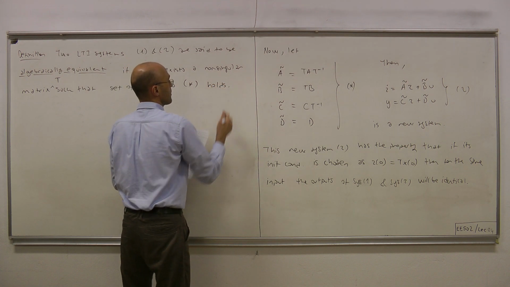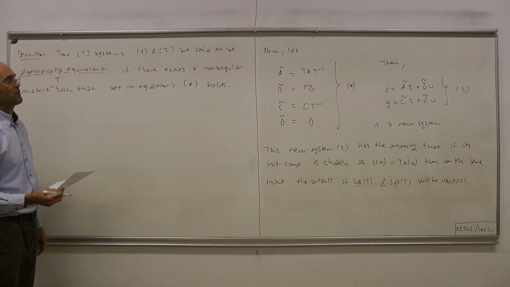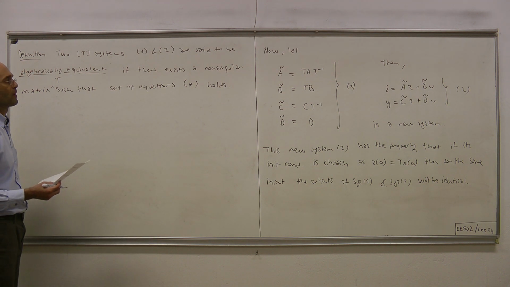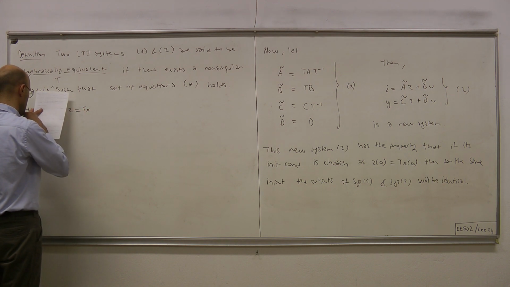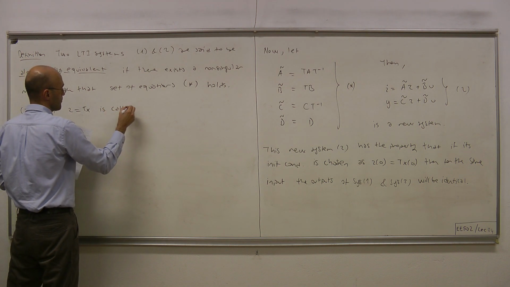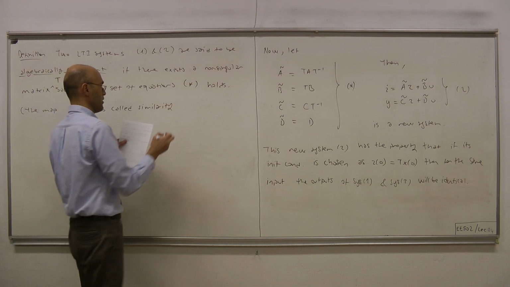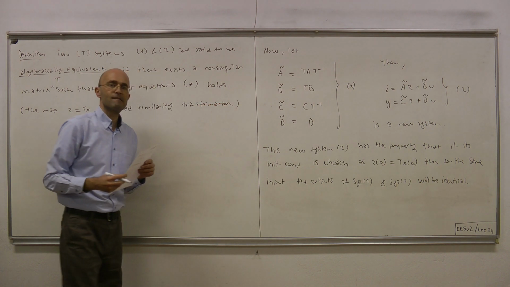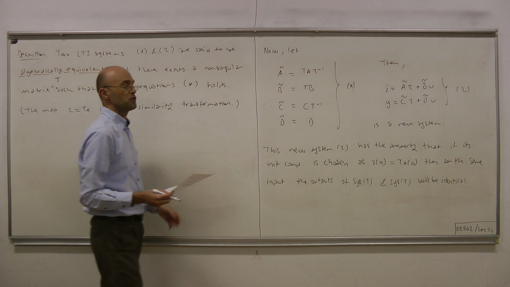Okay. So through that change of coordinates matrix, you can go from one set of parameters to the other set in the following fashion. And that Z equals Tx is sometimes called a similarity transformation. And it's a very useful analysis tool.